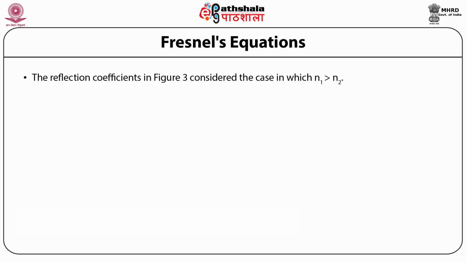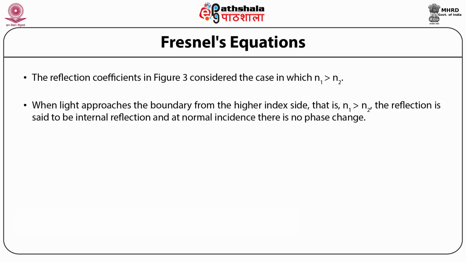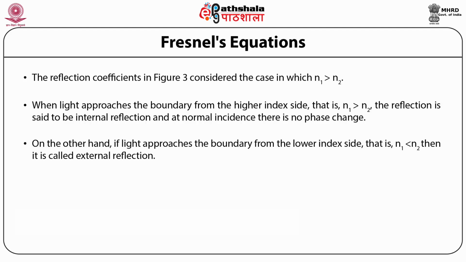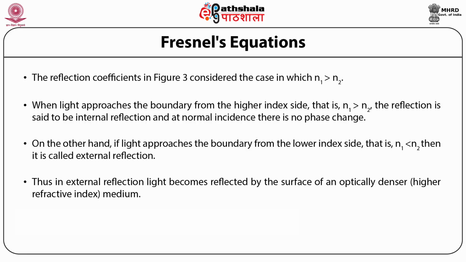The reflection coefficients in figure 3 consider the case in which n1 is greater than n2. When light approaches the boundary from the higher index side, that is n1 greater than n2, the reflection is said to be internal reflection, and at normal incidence there is no phase change. On the other hand, if light approaches the boundary from the lower index side, that is n1 less than n2, then it is called external reflection. Thus, in external reflection, light becomes reflected by the surface of an optically denser, higher refractive index medium.